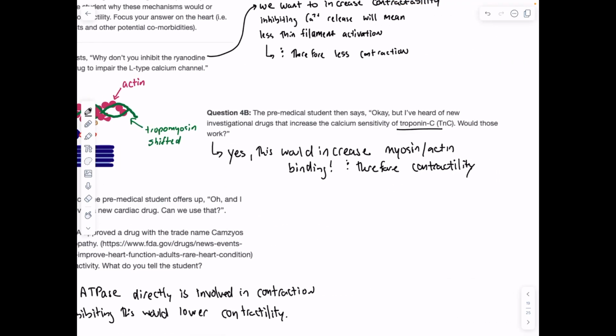All right, and then it says, okay, but I've heard of new drugs that can increase calcium sensitivity of troponin C. Would that work? That would be good, right?